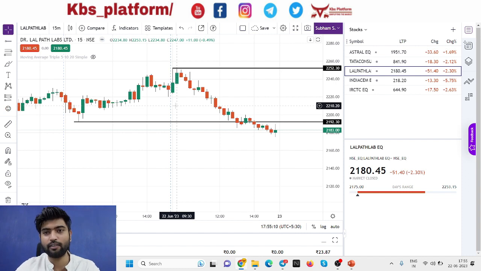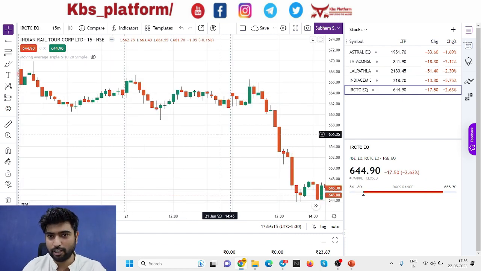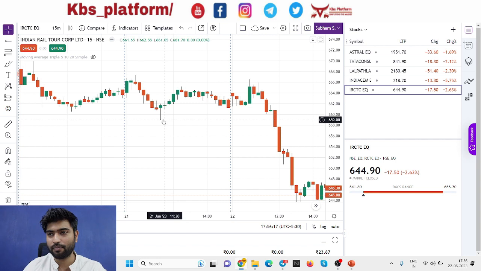So it is better that we try to find those stocks in which the entry is triggered as early as possible in the session, because there are higher chances that the stock can move more because of the time advantage. One more example of the same setup we'll discuss in IRCTC.